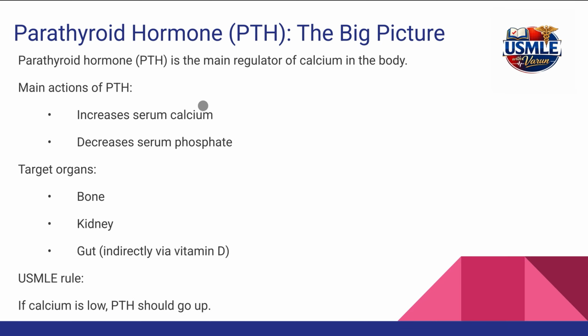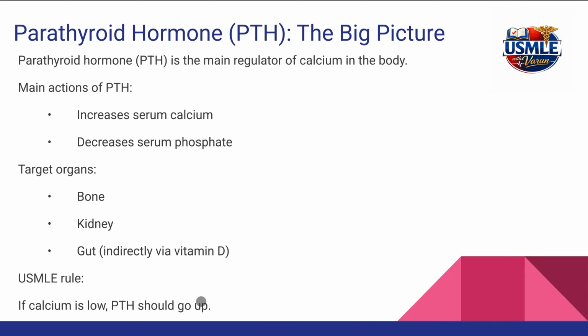Now let's start with the parathyroid hormone. The parathyroid hormone raises calcium and lowers phosphate. It acts on the bone, kidney, and indirectly on the gut via vitamin D. Parathyroid hormone is the main regulator of calcium in the body. It increases serum calcium and decreases serum phosphate. The target organs include bone, kidney, and gut. It targets the gut indirectly via vitamin D.